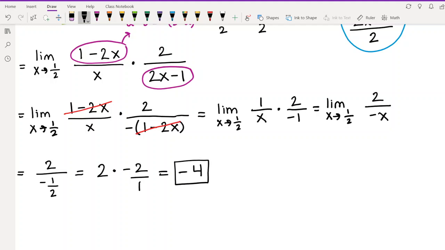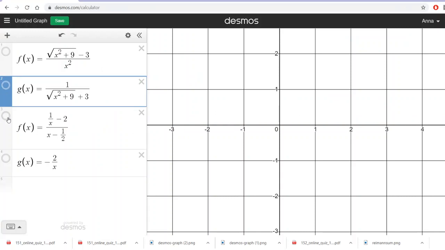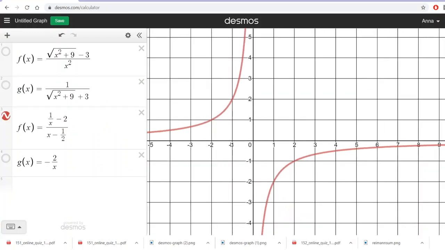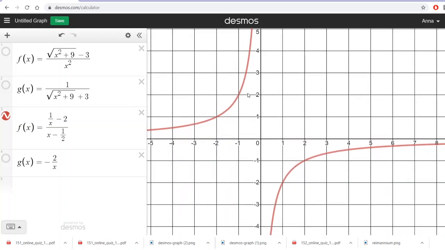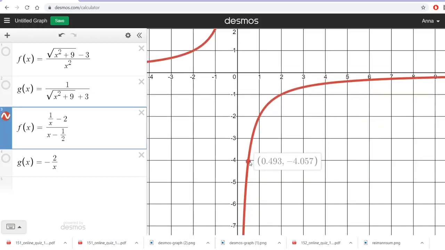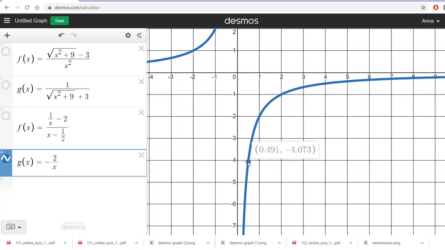So again, I want to take a look at the graph just to show you what was going on here. So here's the graph of the original function. And we're taking the limit at what? At 1/2. So if we go to an x value of 1/2, we should see that it's undefined there. Yes, it's undefined at 1/2, at 0.5. And then we simplified it, and the simplified version looks like this. It looks exactly the same. So -2/x looks exactly the same as the original function, but now there's no longer a hole at 0.5. And we can see that the y value is -4, and that's what we got.